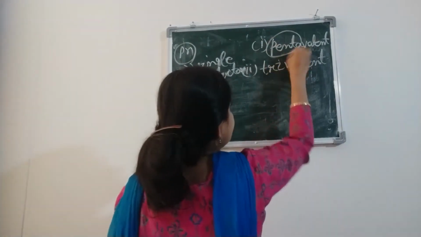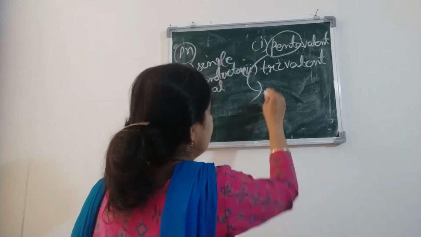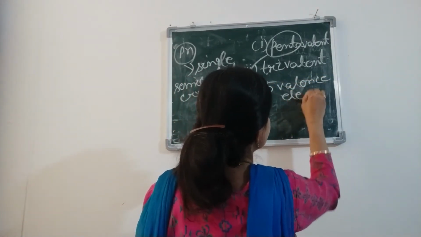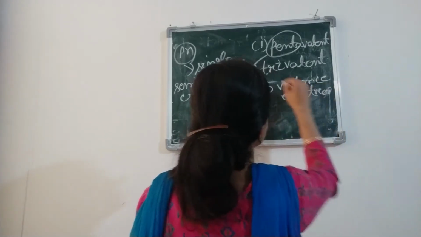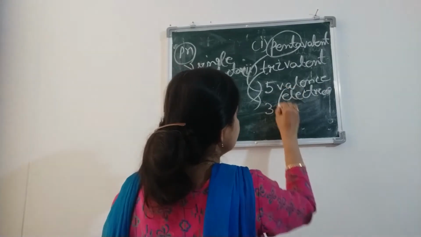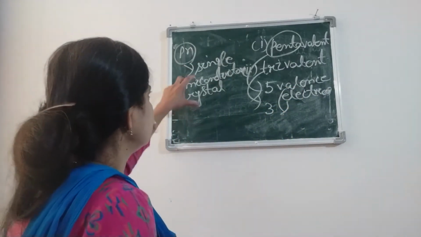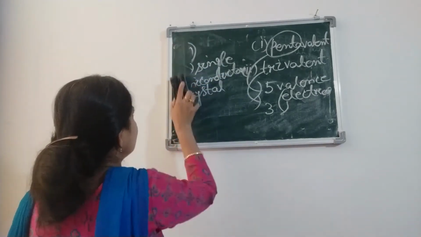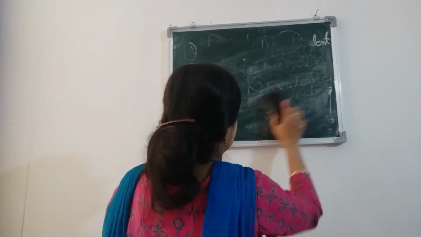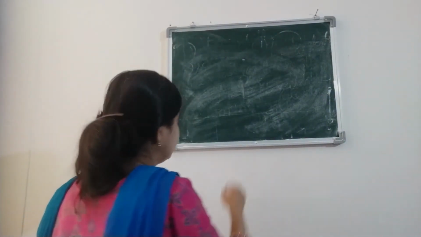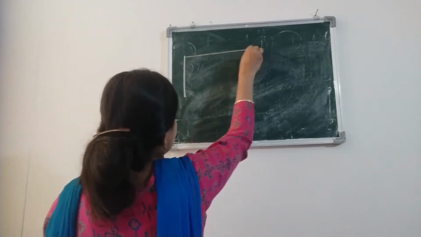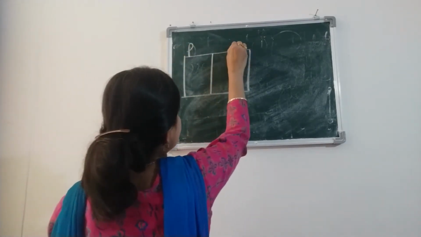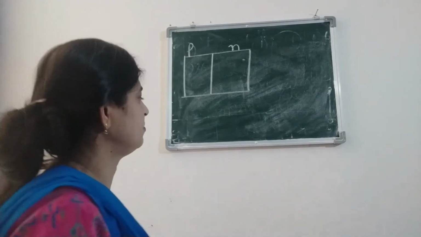Pentavalent means its valence shell has 5 valence electrons, and trivalent means 3 valence electrons. So it is a simple arrangement. Now if we draw a PN semiconductor, suppose this side is P and this side is N-type semiconductor.